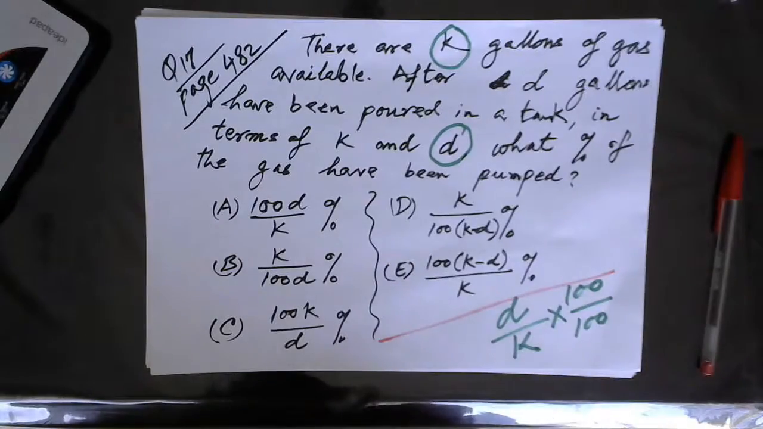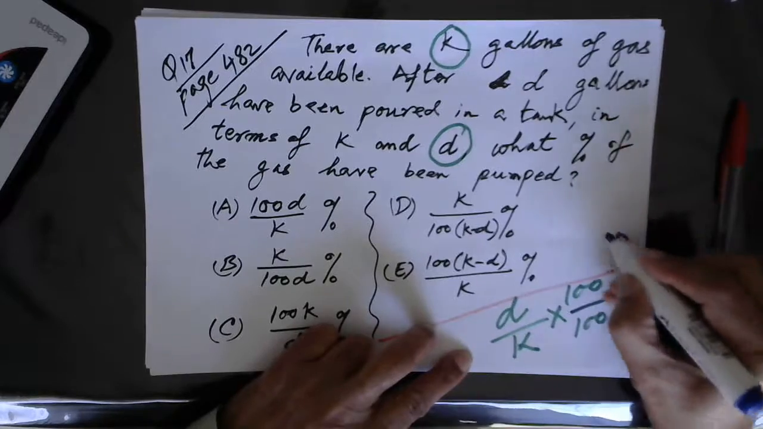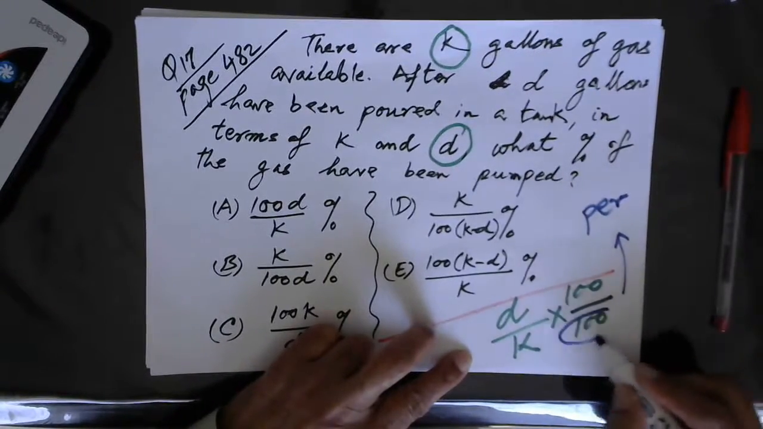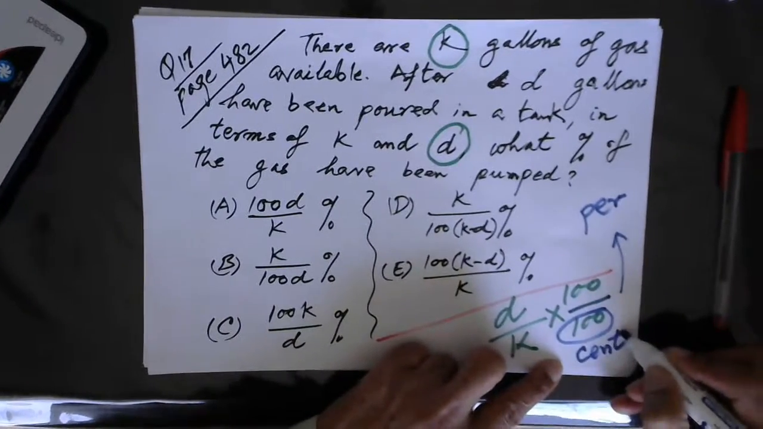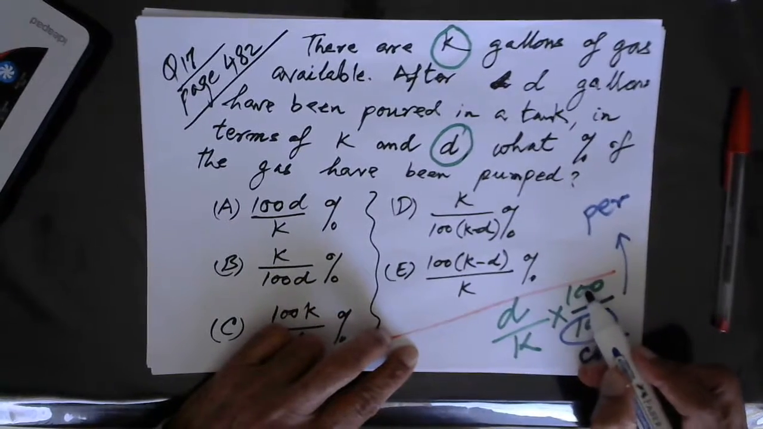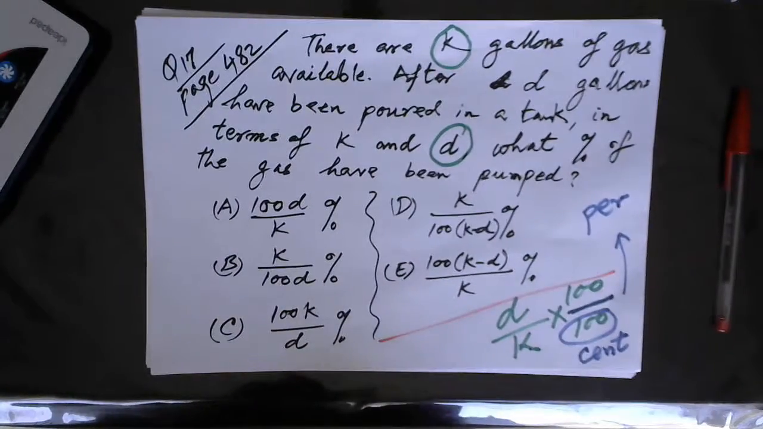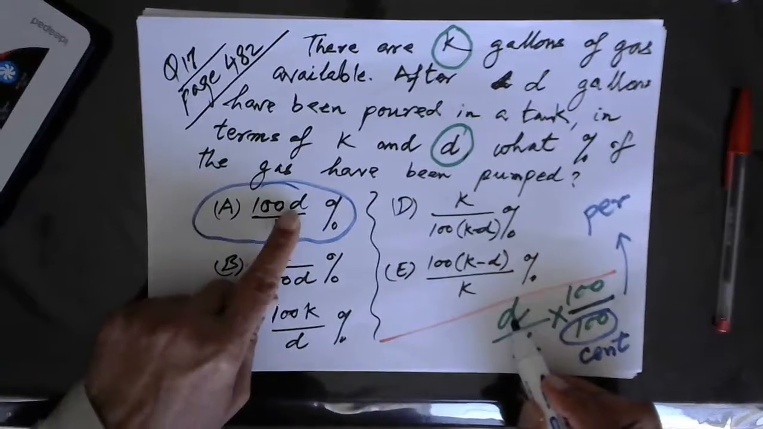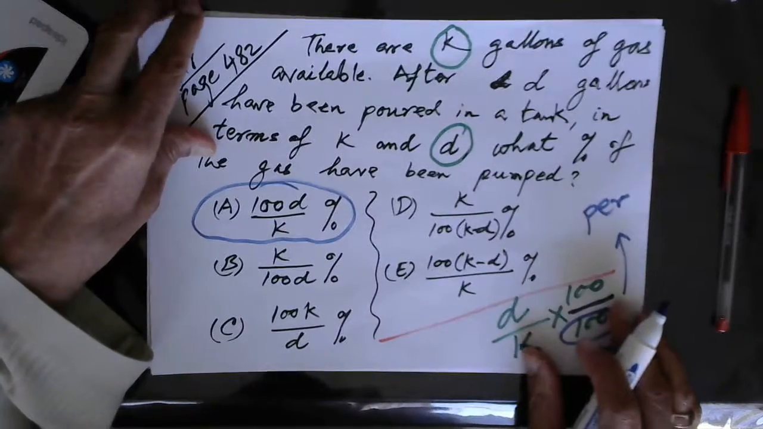Okay, so this line stands for per, and this 100 stands for cent. 100 is cent. So can I read it as D times 100 divided by K per cent? So this is the answer. D times 100 divided by K per cent. This is the answer.